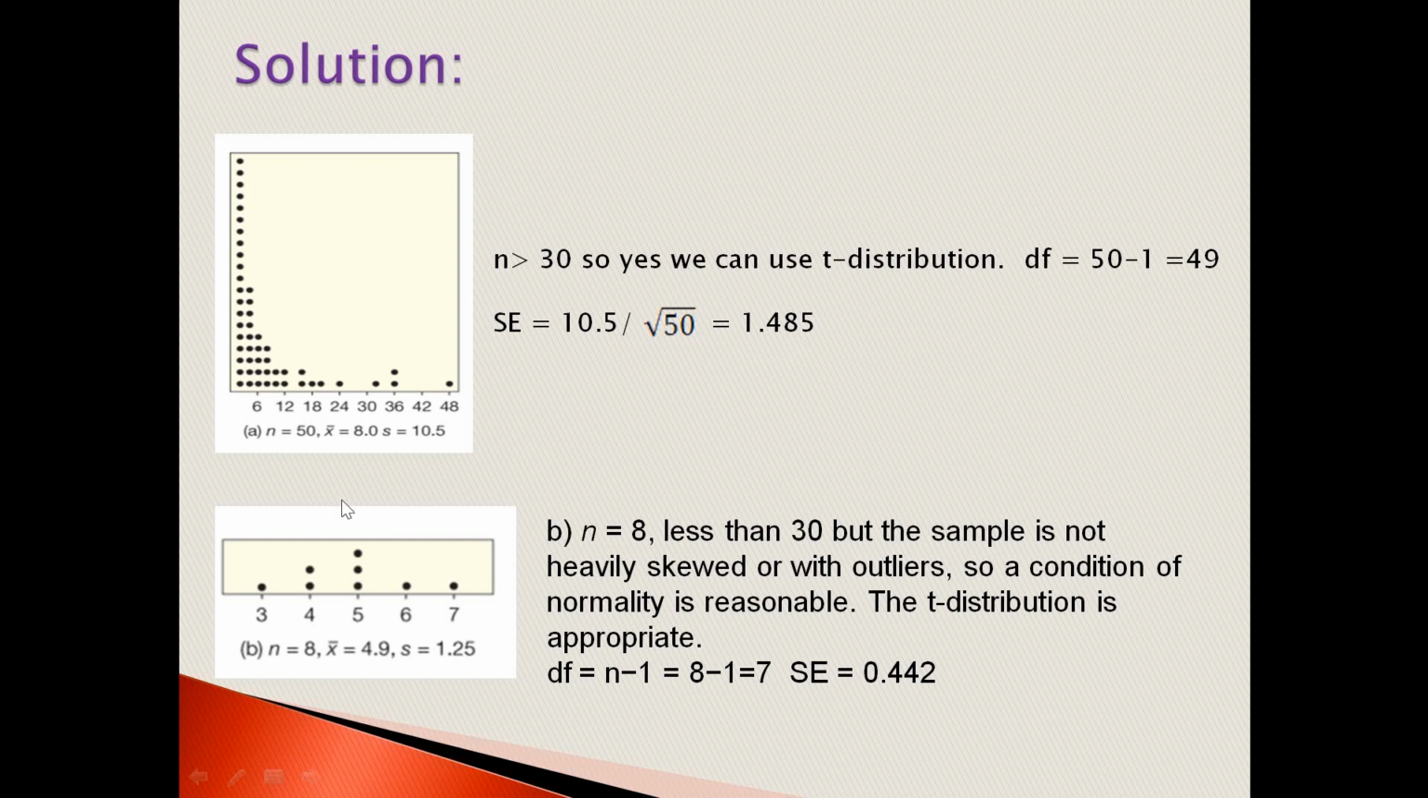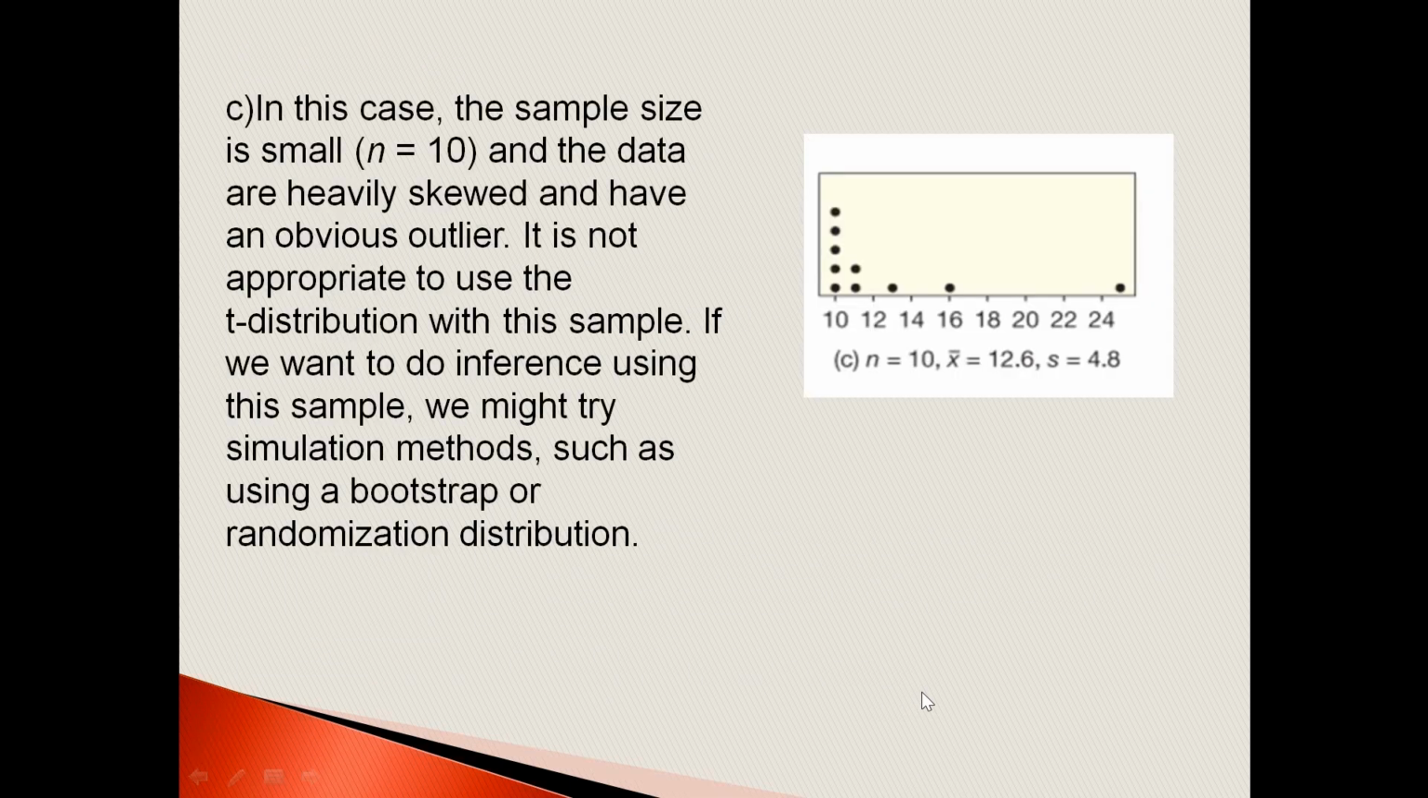Okay, let's see another case, B. The sample size is smaller than 30. However, if you look at the sample itself, it's kind of symmetrical. So I can go ahead and use the t-distribution. In this case, the t-distribution has a degree of freedom of 8 minus 1, that's 7, and has a standard error that is S, 1.25, divided by the square root of 8, and that will be 0.442. Let's look at the last case.